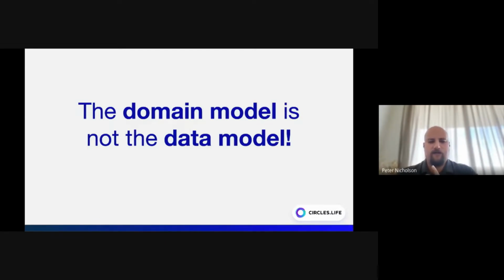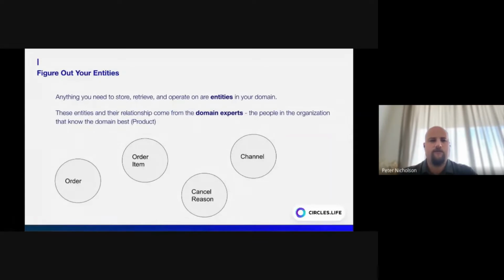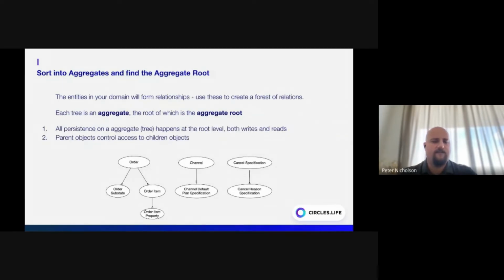So to start on how to actually do this modeling, we need to figure out our entities. Anything we need to store, retrieve, and operate on are entities in our domain. And we're going to figure these out from talking to the domain experts and product. What words are they using? What are they talking about operating on? What are the nouns, the people, places, things that are coming up in conversation when they talk about the requirements?